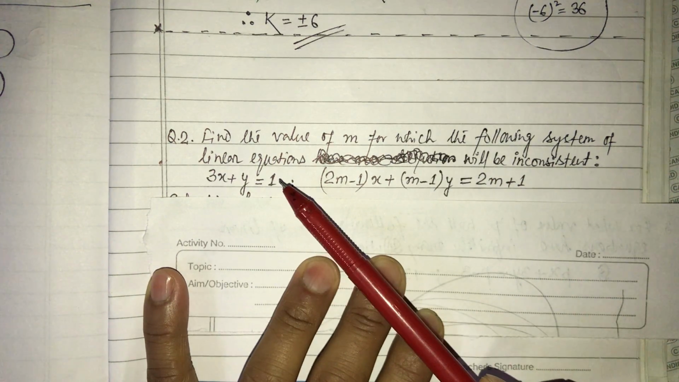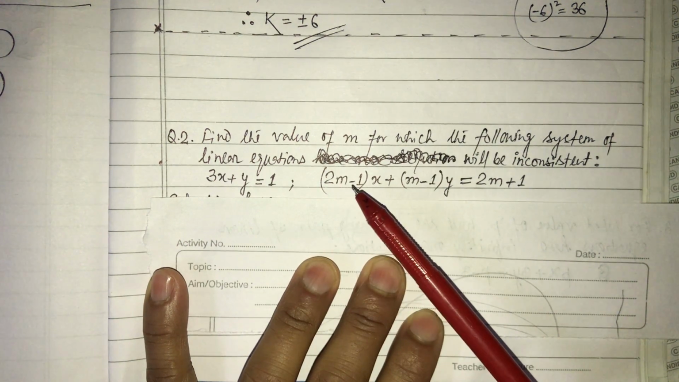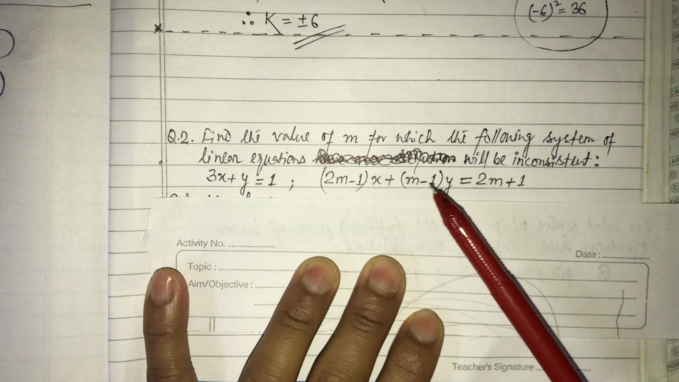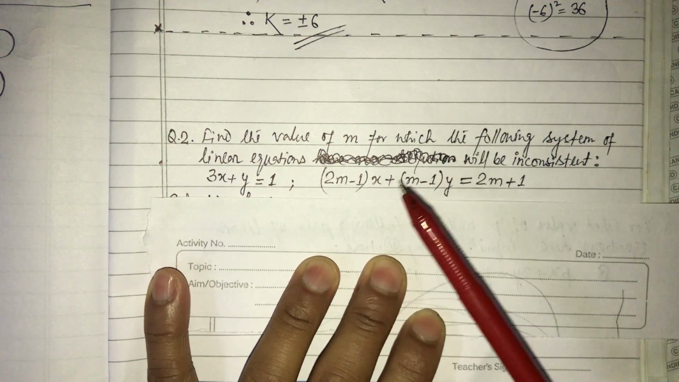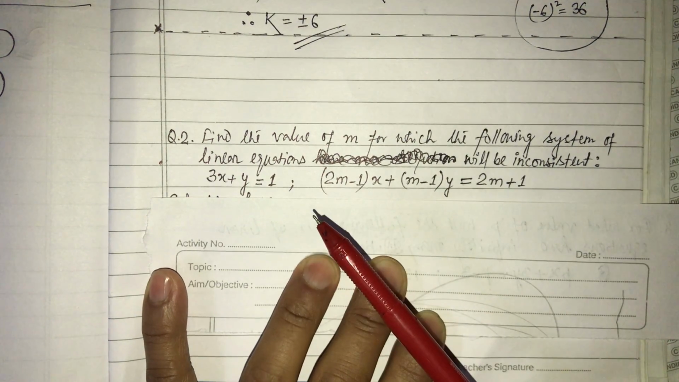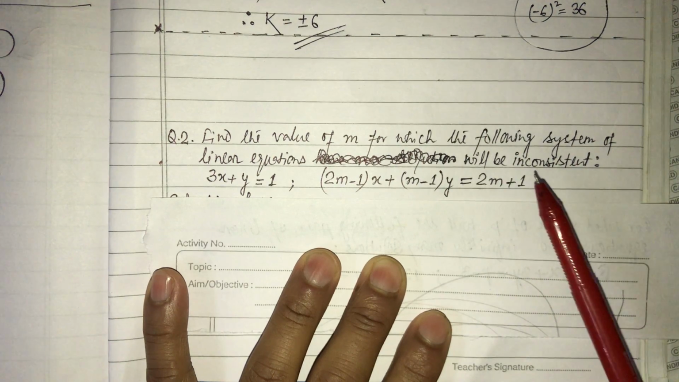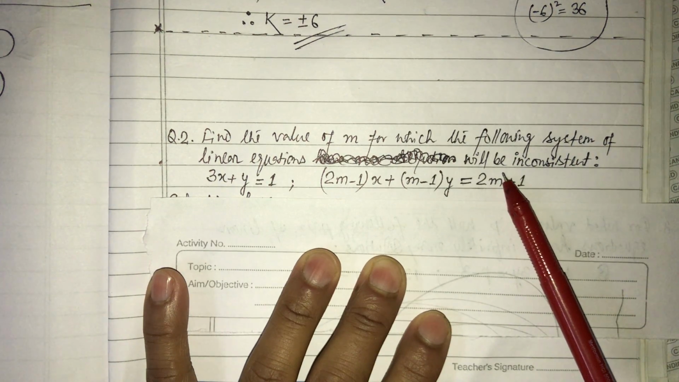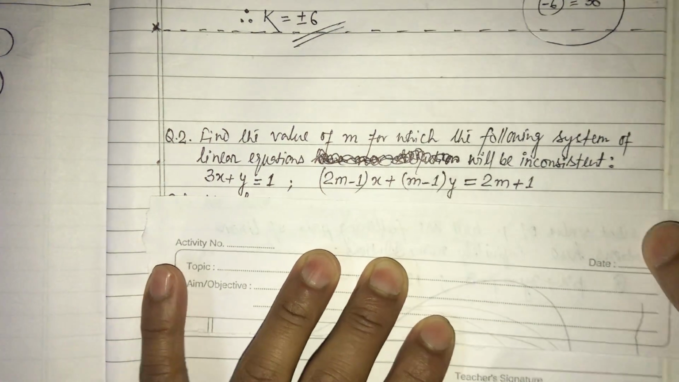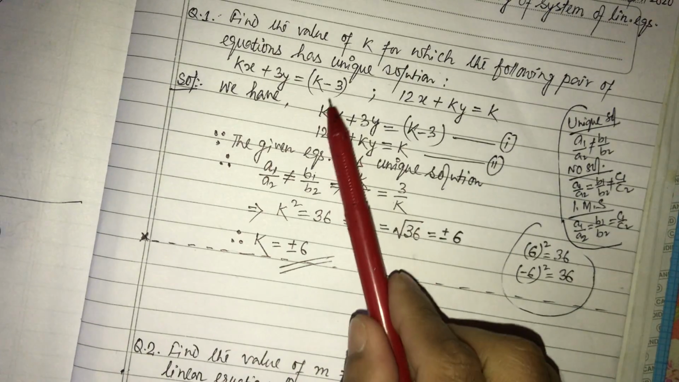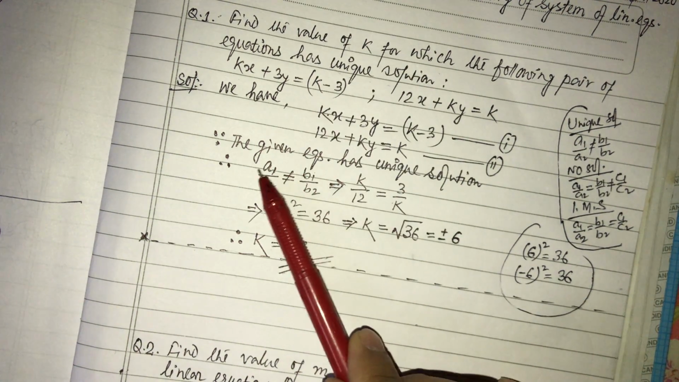3x plus y equal to 1, first equation, and (2m minus 1)x plus (m minus 1)y is equal to m plus 1, second equation. So these are the two equations. If you see the difference between the first question and this one, here the condition given is inconsistent. In number one it was given directly, it says unique solution, so we used unique solution condition.